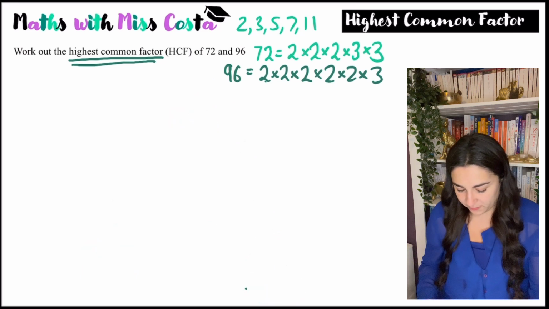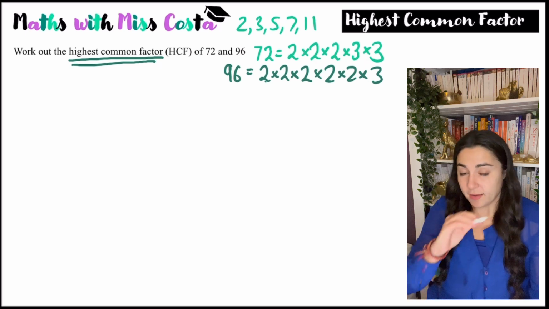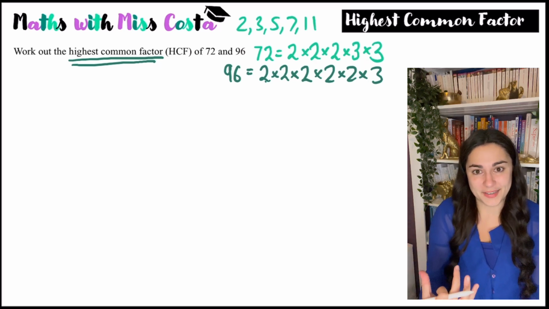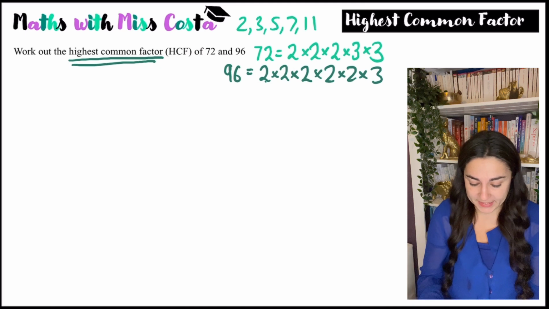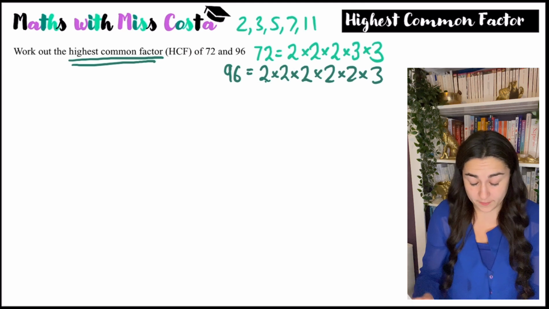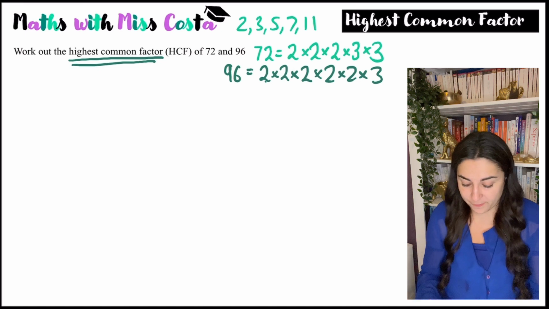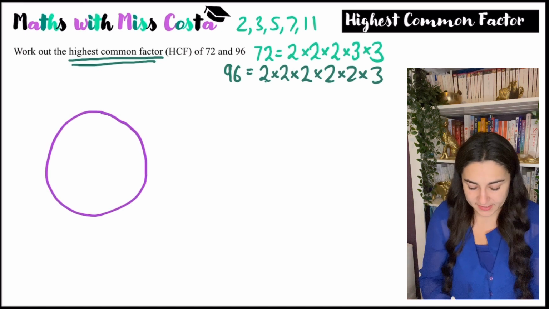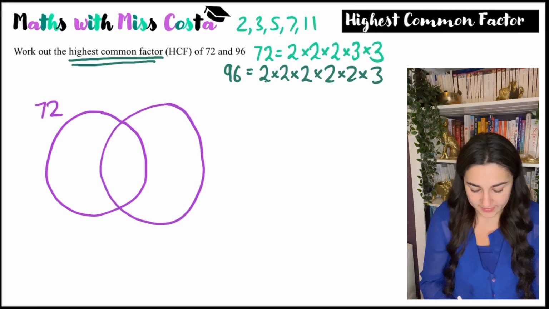The highest common factor essentially means the highest factor that fits into both of these numbers. So it has to be something that multiplies into both of these. So therefore it has to be less than the number of total factors. Now the best way to do this is to do it with a Venn diagram, but I'll show you another way as well. So these are the factors of 72, these are the factors of 96.